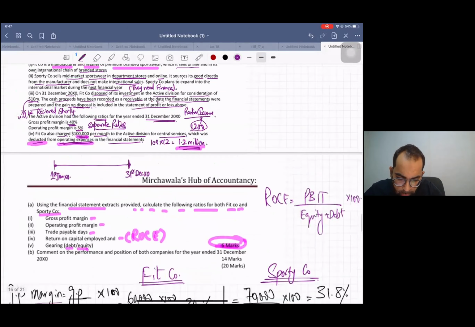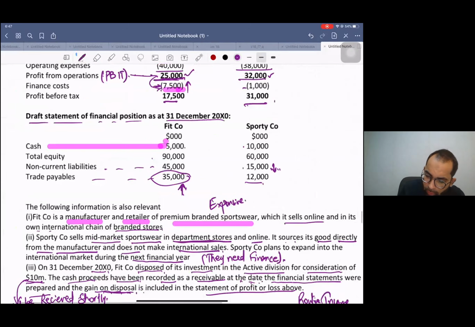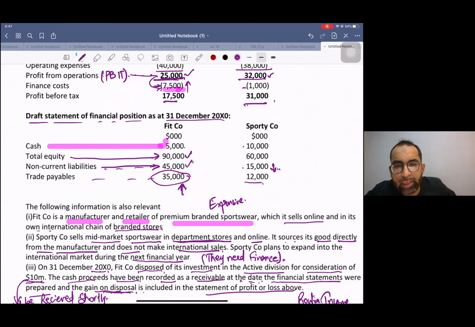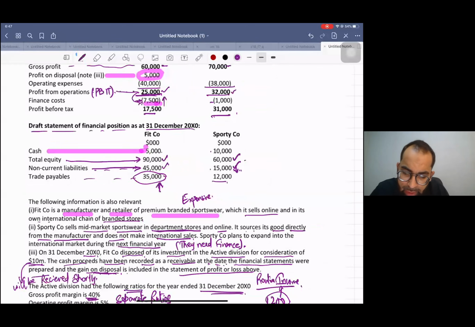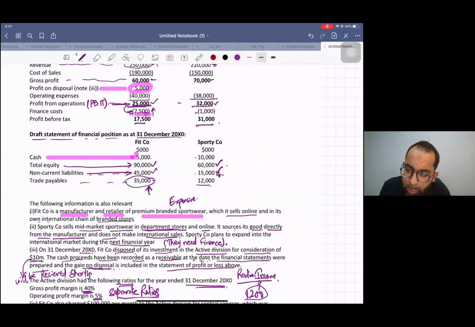So look at the screen. For the Fit company, 90,000 is the equity and 45,000 is the loan. So if you add 90 plus 45, you will get the capital employed. And for this company, 60 plus 15. Now, sir, are we given a ready-made PBIT? Yes, this is your PBIT, 25 and 32. You have a look, please.